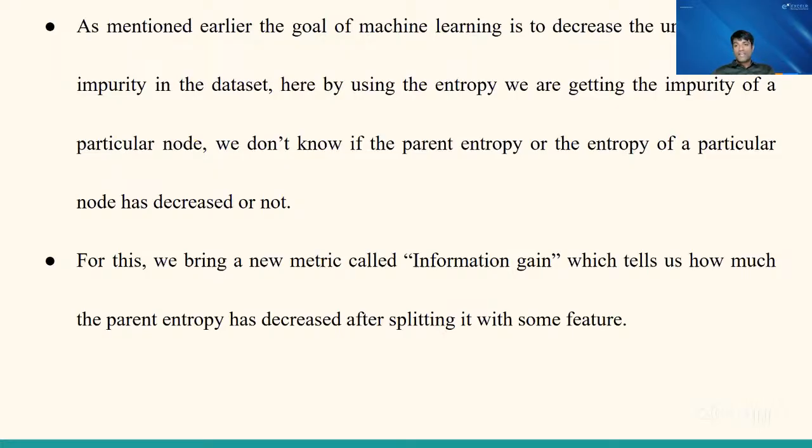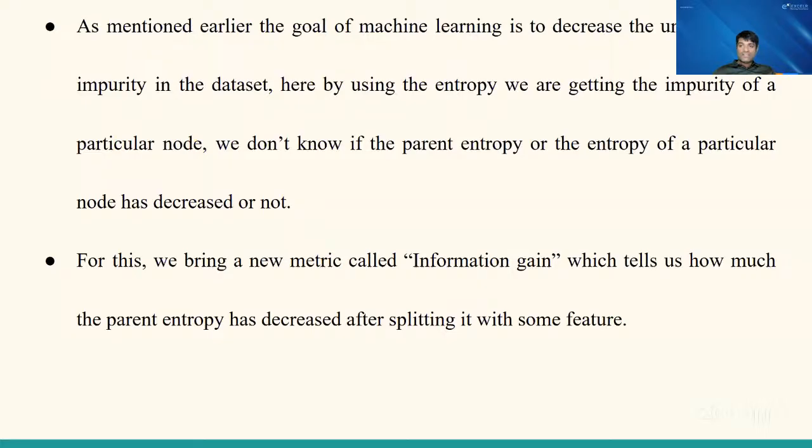By using the entropy, we are getting the impurity of a particular node. But we don't know if the parent entropy or the entropy of a particular node has decreased or not. That is why we are going to bring a certain concept into the entropy, which is called information gain. I have not spoken about this word till now because once the impurity is very high and you're not able to split by using the entropy, next we go for the very important concept, which is information gain.